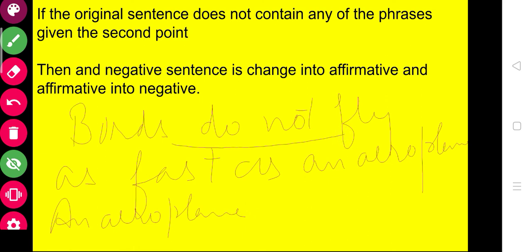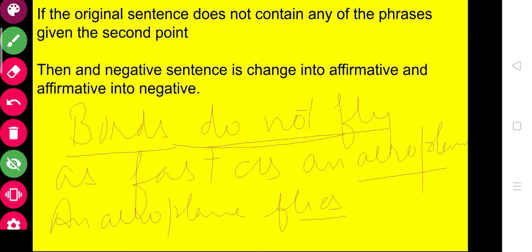That means here there is no usage of no other, few, nobody, or something like that. Simply it is being compared, the birds have been compared to an aeroplane. So an aeroplane, then we can say flies, because do not signifies it is in the present indefinite. Negative sentence, so it will be turned into affirmative sentence.